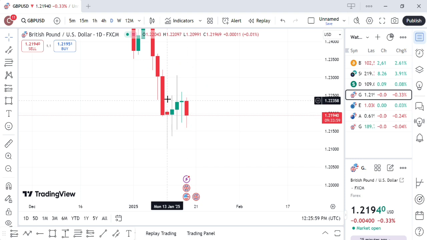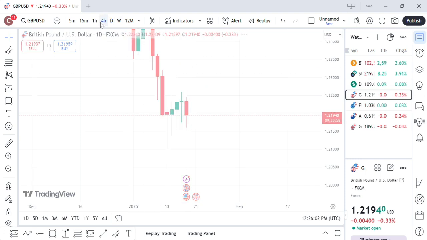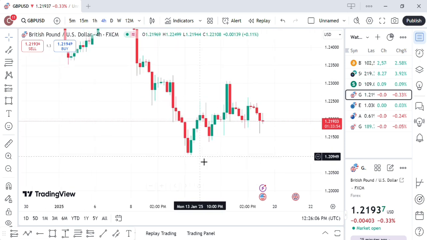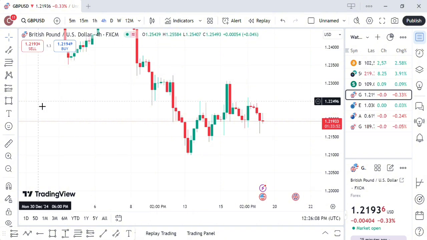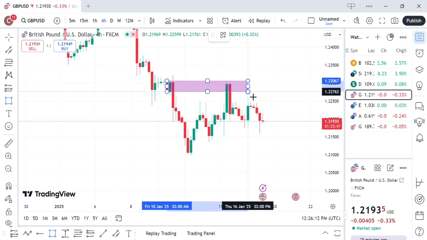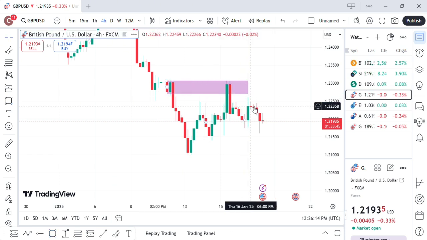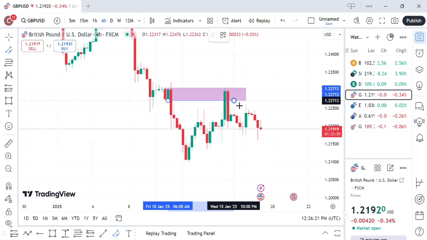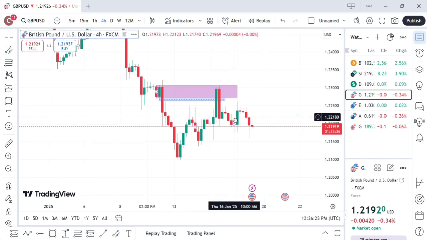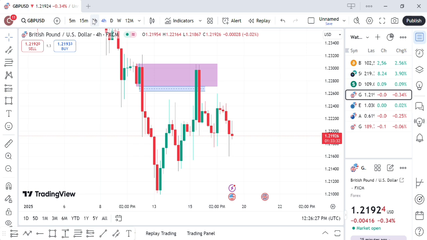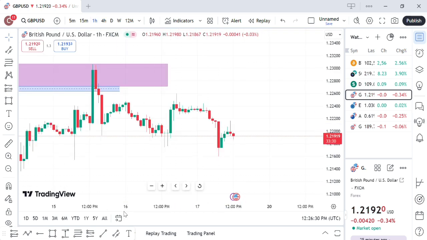Then let's move to the 4 hour. The 4 hour will give us more data. On the 4 hour time frame, we can see how price traded into this order block, this bullish order block, creating a small fair value gap here, a tiny fair value gap here. So we know that we are going to sell this market. Now we can move to the 1 hour to see what the market is doing.